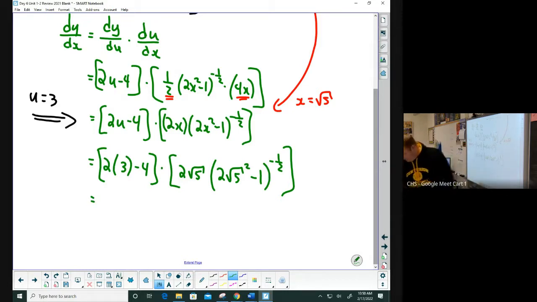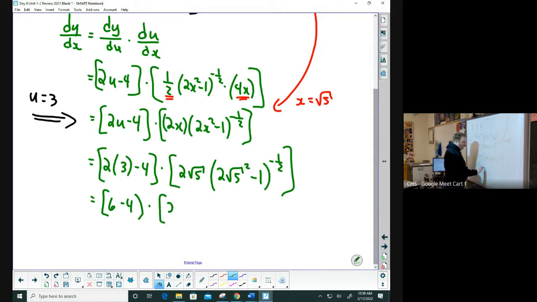Just make sure I don't go too fast here. All right, in the front I got 2 times 3, which is 6, minus 4. You probably could have just gone straight to 2 there, but whatever. 2 root 5. Now, on the inside of this bracket, I think I can do some of this in my head. Root 5 squared is going to be 5, right? Square root of 5 and then square it, of course, comes back to 5. So that's 5 times 2, which is 10, minus 1, which is 9.